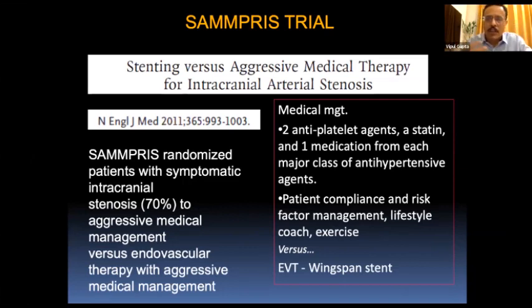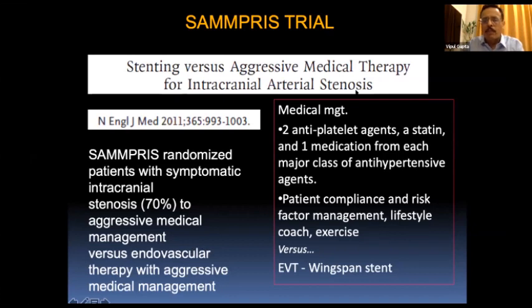So where does the role of intervention come in? So this was the one big trial, and a lot of interventionists were very enthusiastic about it, where they compared stenting versus aggressive medical therapy. This is the key, aggressive medical therapy. And they randomized symptomatic intracranial stenosis, more than 70%, to aggressive medical management versus endovascular therapy.